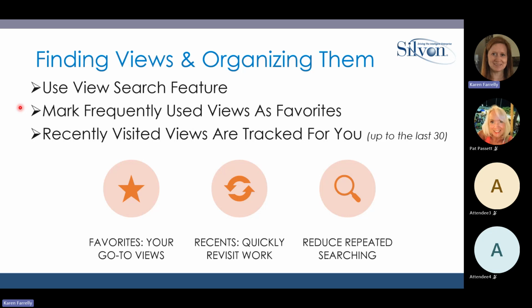as your favorites, and there's a separate tab in the left panel where you can retrieve them, as well as working from recently visited views, which are tracked automatically for you. Up to 30 at a time are tracked in a recents panel, also on the left-hand panel in Stratum Viewer. So all of these help you reduce repeated searching for commonly used or frequently used reports in Viewer.